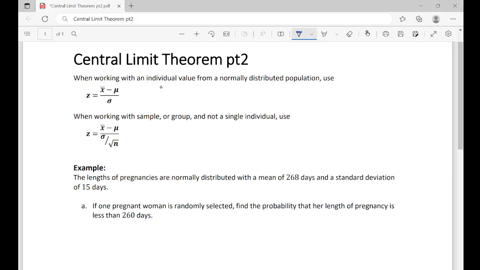When working with an individual value from a normally distributed population, we use the z-score formula x bar minus mu over sigma. When working with a sample or a group and not a single individual, we use the z-score formula x bar minus mu over sigma divided by the square root of n. The square root of n being the big difference between a single individual and a group of individuals.